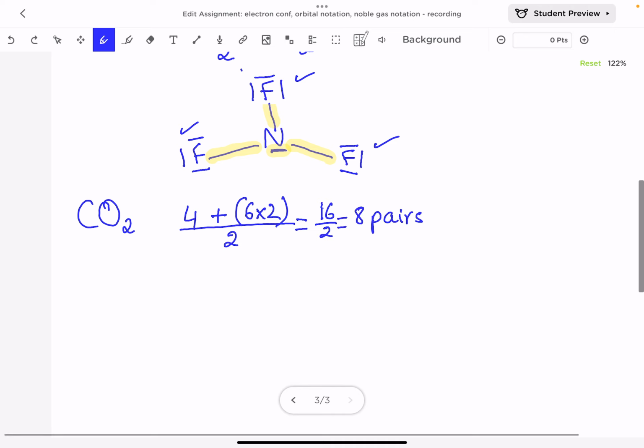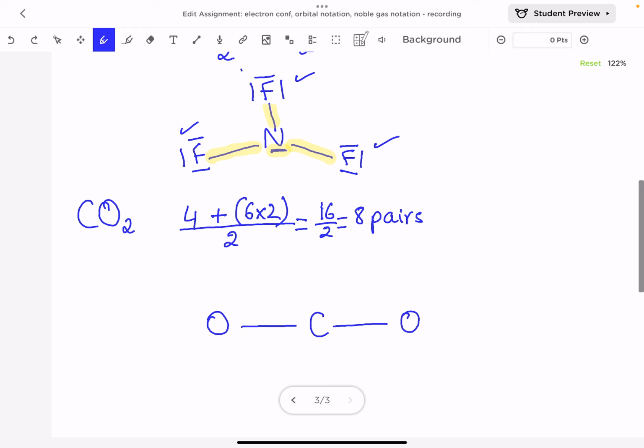So we place carbon as a central atom surrounded by oxygen as terminal atoms. The next step is to connect the central with the terminals. The next step is to complete the octet rule of terminals. So far I've placed 1, 2, 3, 4, 5, 6, 7, 8. I'm done with my 8 pairs.